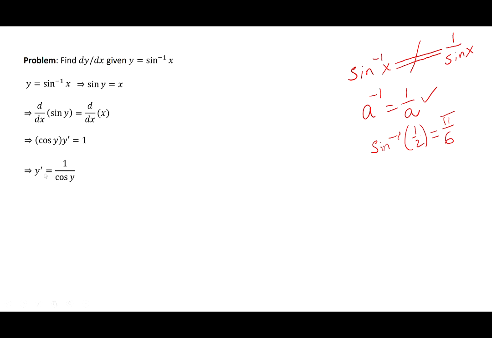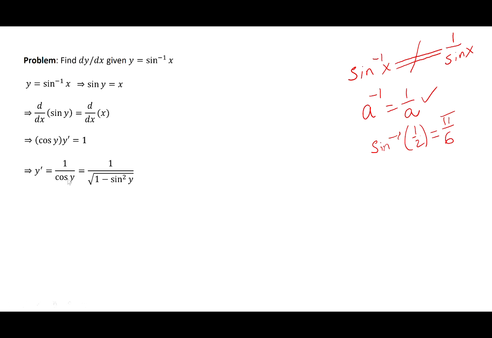What were we trying to find? dy/dx. Oh, y prime is nothing but dy/dx. So we do have the answer, 1 over cosine y. 1 over cosine y? No, we want the answer, y prime, to come out in terms of x. How can we replace cosine y with something in x?